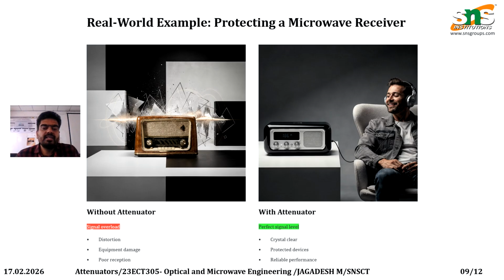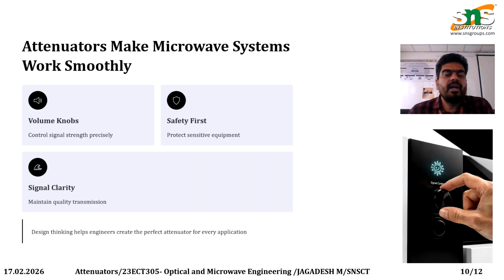Now some real world examples in microwave receivers. Without an attenuator, signal overload takes place, that is distortion, equipment damage, and poor reception. But with an attenuator, it's a perfect signal level and crystal clear. I mean, the message will be there, along with protected devices and reliable performance. So attenuators make microwave systems work smoothly. Volume knobs, safety first, and signal clarity.